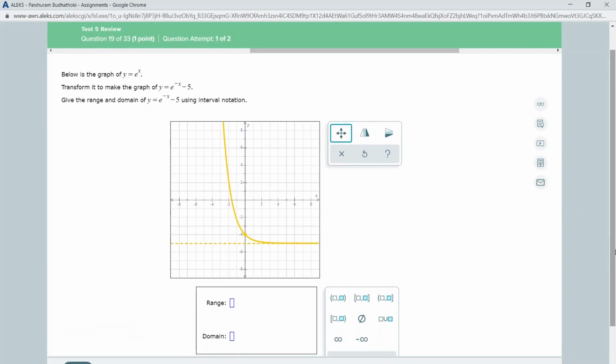Now, by looking at this graph, you can find the range. The range always starts from this horizontal line, which at this point is negative 5, not including negative 5. So negative 5 goes up to positive infinity. And for the domain, one more time, this function is defined for any real number. So the domain is from negative infinity to positive infinity.